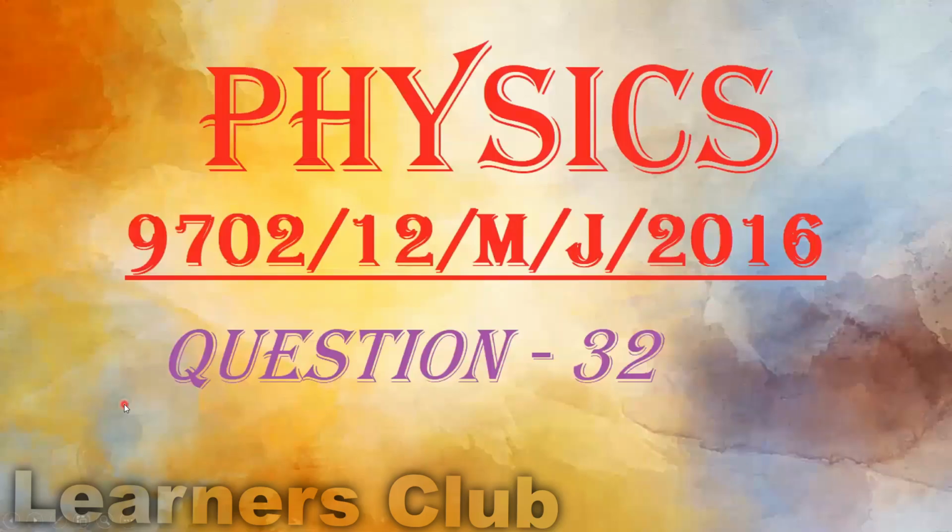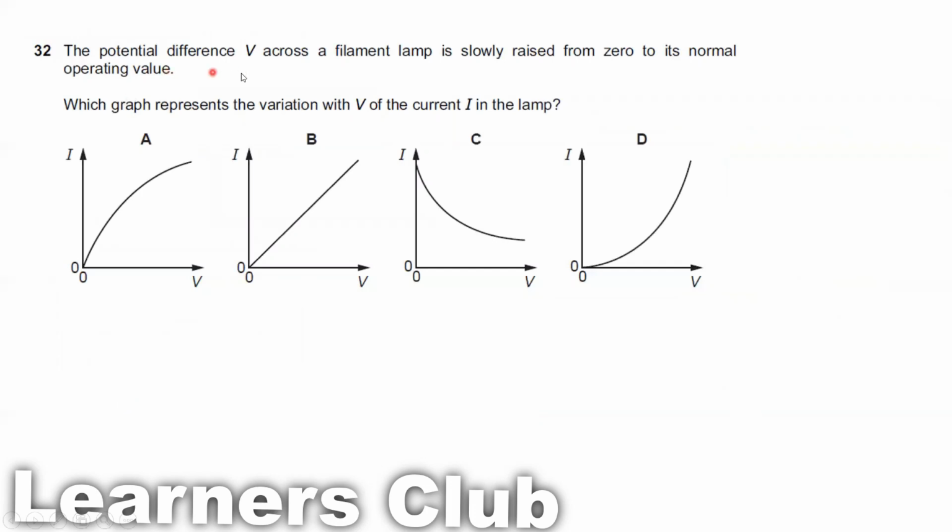Question 32. The potential difference V across a filament lamp is slowly raised from 0 to its normal operating value. So they are increasing the voltage of a filament lamp from 0 to its operating value. Which graph represents the variation with V of the current I in the lamp?